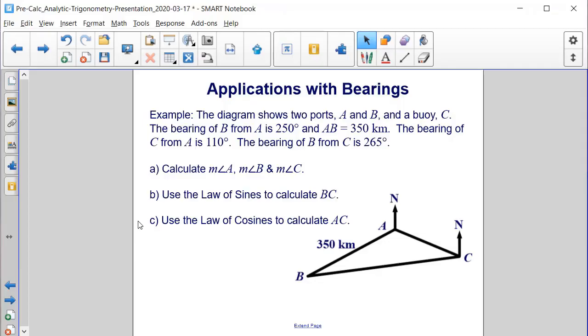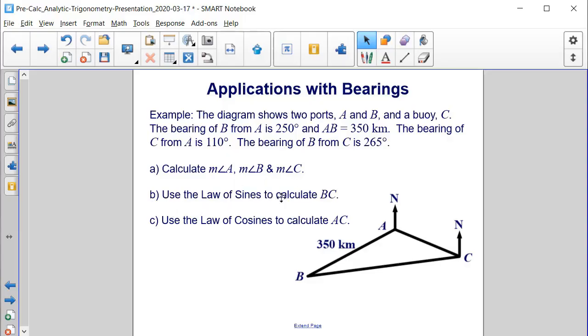Now let's talk about applications with bearings. The diagram shows two ports, A and B, and a buoy, C. The bearing of B from A is 250 degrees, and the length of AB is 350 kilometers. The bearing of C from A is 110 degrees, and the bearing of B from C is 265 degrees. Calculate the measurement of angle A, the measurement of angle B, and the measurement of angle C.